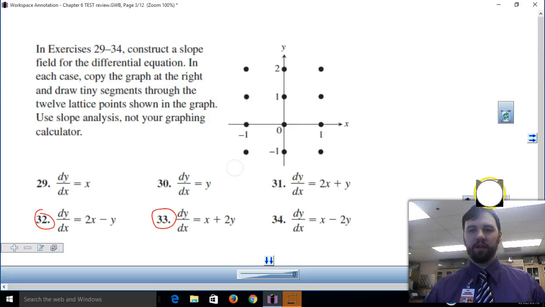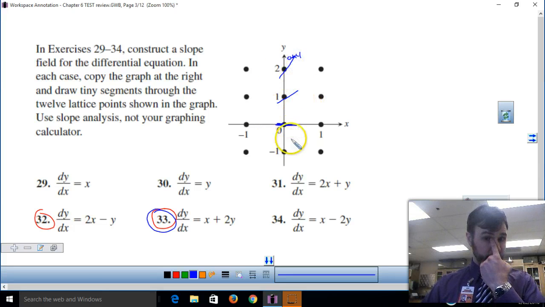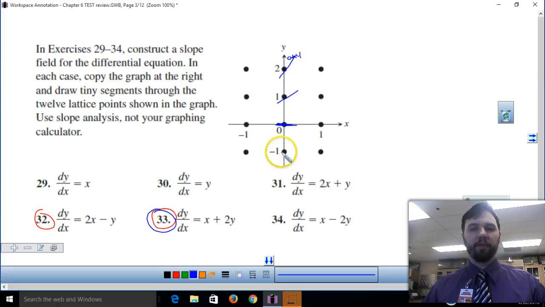So let's do 33. 33 I'll do in blue. So we're doing x plus 2y. So we got 0 plus 0 is 0. 0 plus 2 is 2. 0 plus 4, because your y is 2. Then 0 and negative 1. Negative 1 times 2 is negative 2.